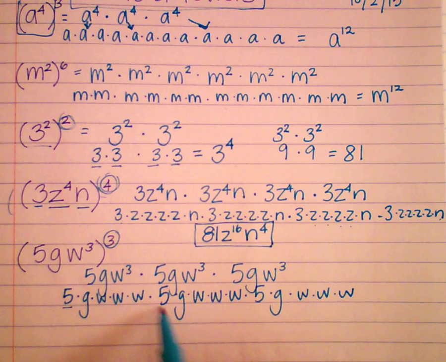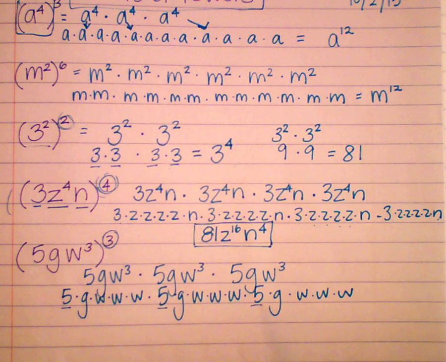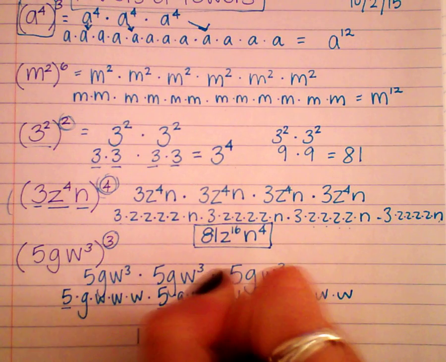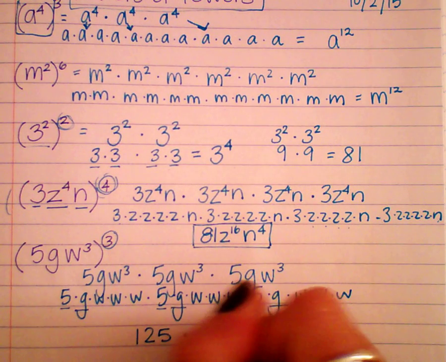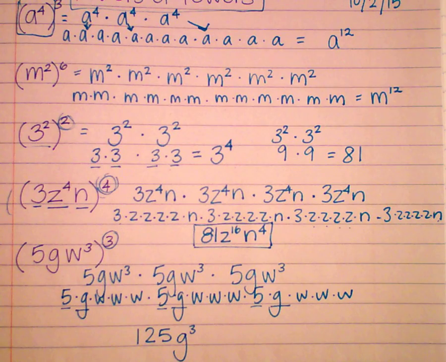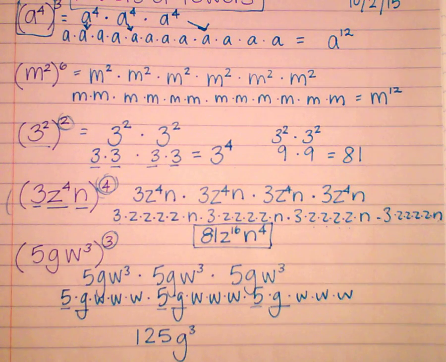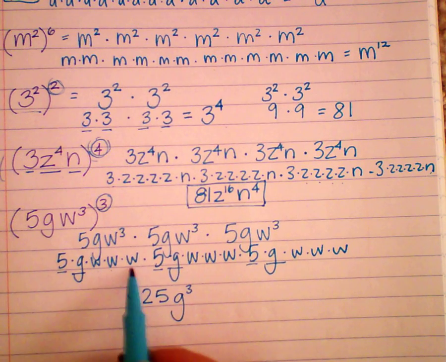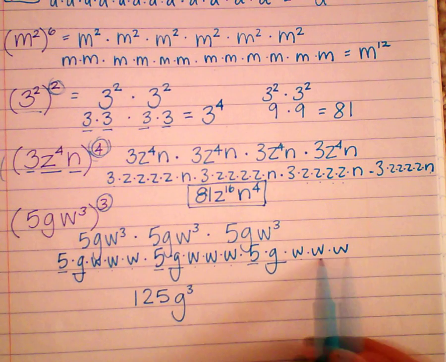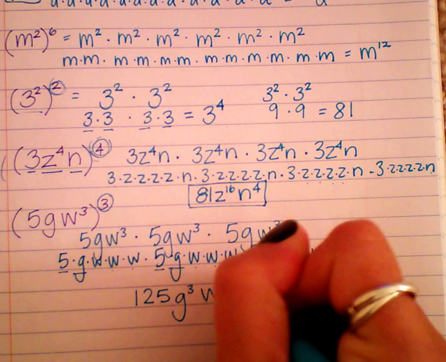5 times 5 is 25, times 5 is 125. G times G times G is G cubed, or G to the 3rd power. And it looks like I've got 1, 2, 3, 4, 5, 6, 7, 8, 9 W's. W to the 9th power.